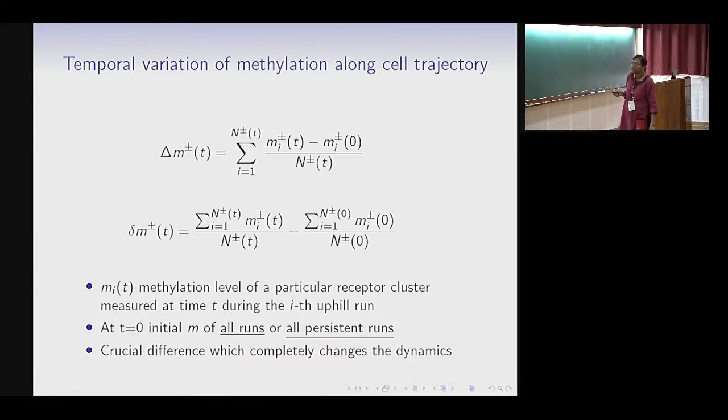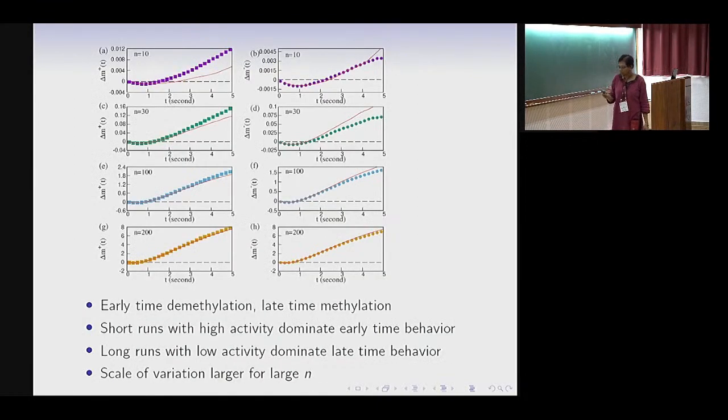Compared to that, small delta m is this quantity. And you see here what it does: it looks at the methylation level at time t, but from it, it subtracts the average methylation level of all the runs. So the main difference between these two quantities is, what am I subtracting at t equal to 0? I can either subtract the initial methylation level of all runs or the initial methylation level of all persistent runs. And as I will show, this is a crucial difference which can completely change the dynamics. So this is my data.